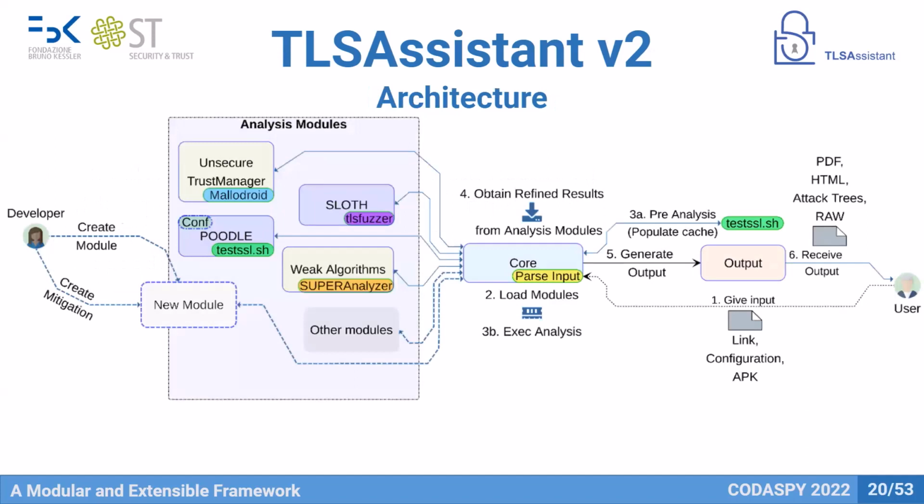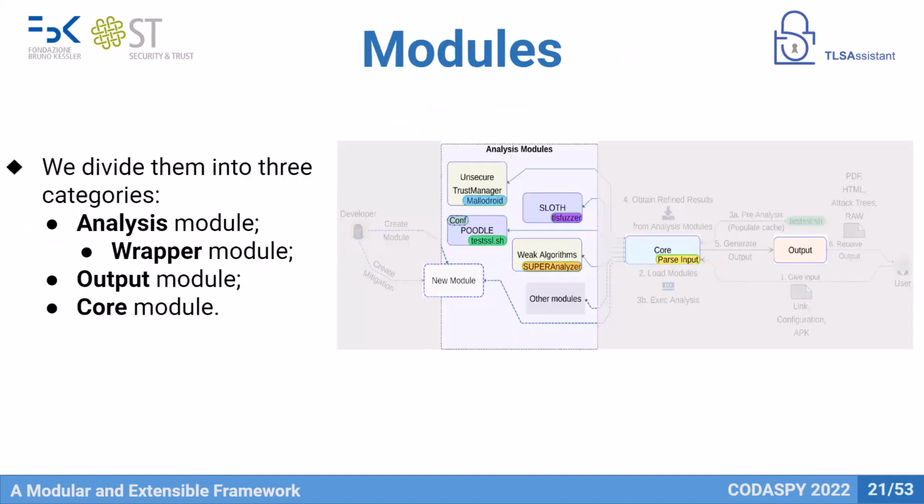As a result, we created this architecture, and we chose to categorize the tool into different modules. For example, the analysis module, the wrapper module, the output module, and the core module. A module itself is a self-contained section of code with a specified purpose, such that if I remove one of the modules, the software should work normally.